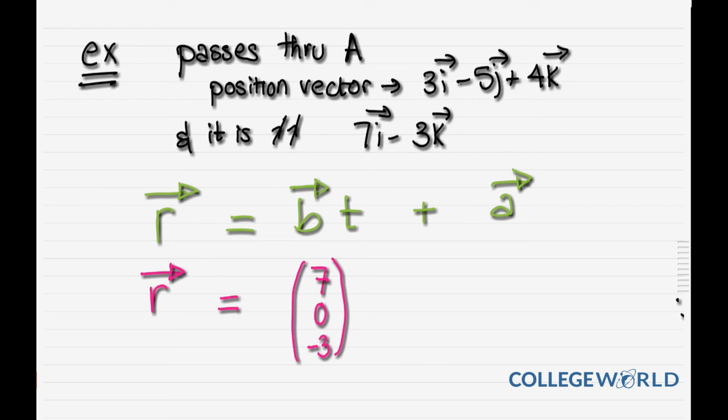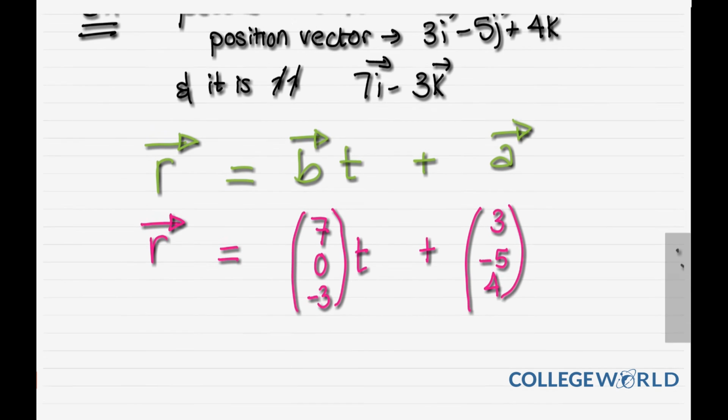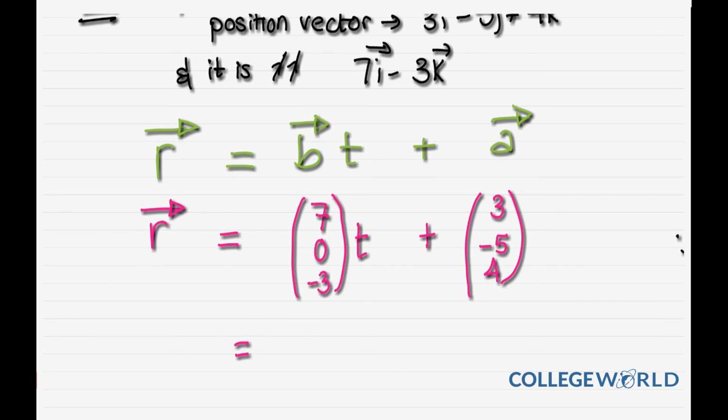And we know that the parameter is going to be just t, and then we are going to add to that a, which we know is the position vector of a point that the line passes through, and we're given that it passes through point A here, which has this position vector, and we're going to write it out as 3, minus 5, and 4. And by that we actually solved it, technically, almost. You can join the two matrices by saying that it's 7t plus 3, here it's minus 5, and here it's 4 minus 3t.